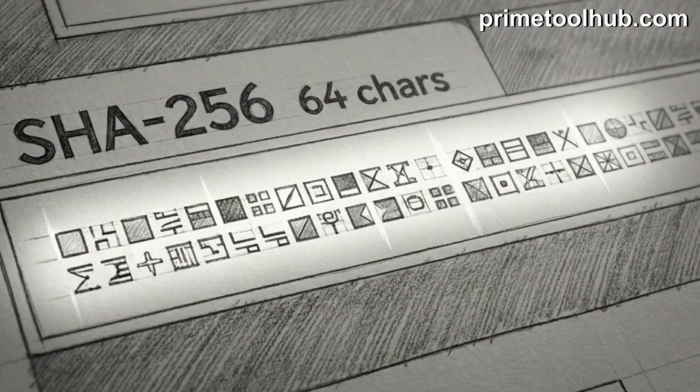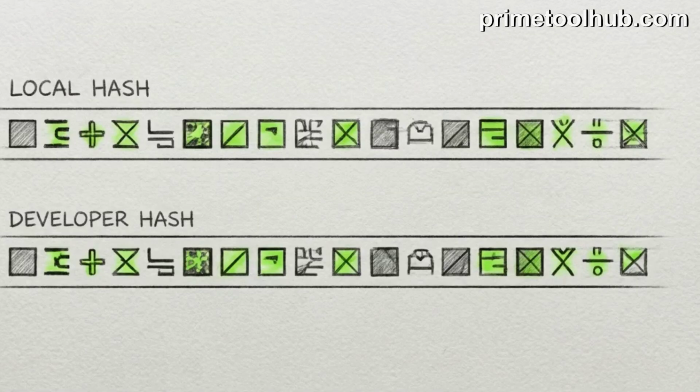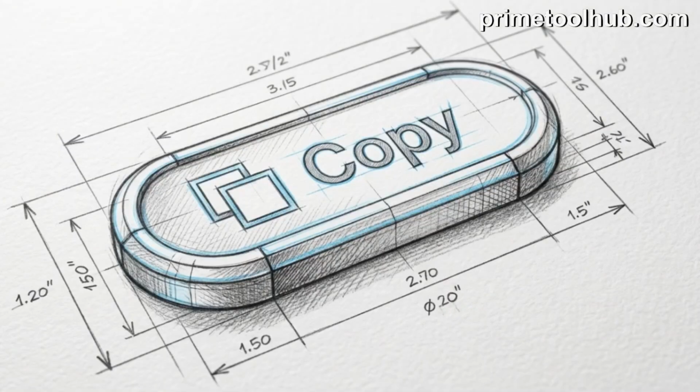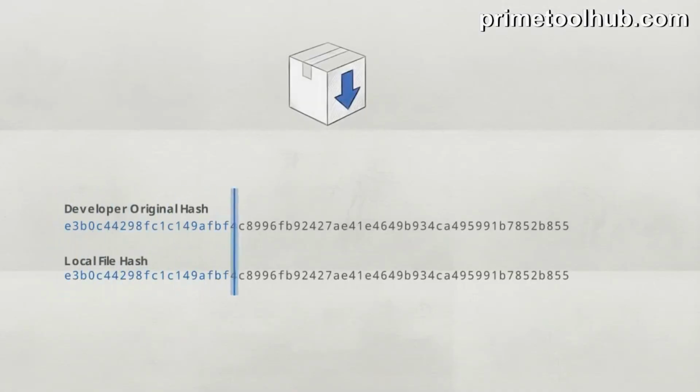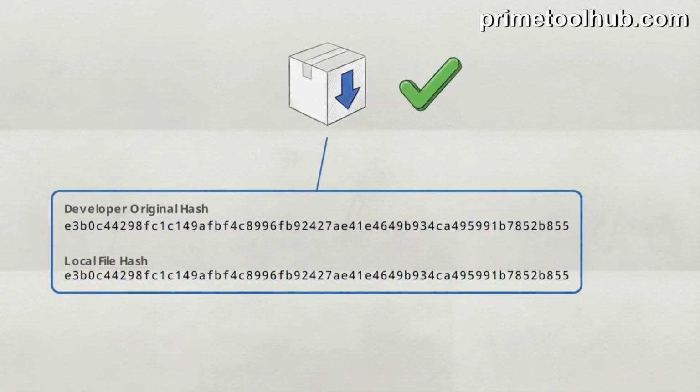Now examine the results. Focus on the SHA-256 output generated within the tool. Place this locally generated hash side by side with the official developer hash you copied earlier. The interface includes a one-click copy button, which is useful if you need to move this sequence into your own code or documentation. A character-for-character match across the entire string is the mathematical proof that your local file is identical to the one the developer published.